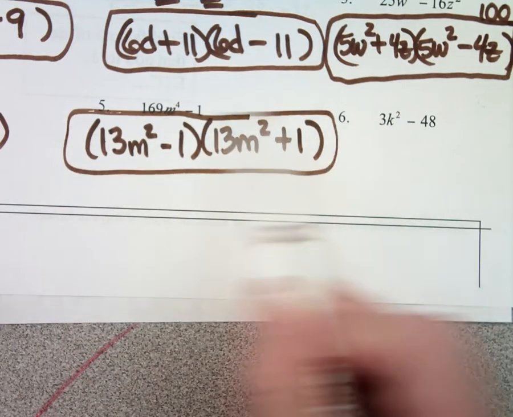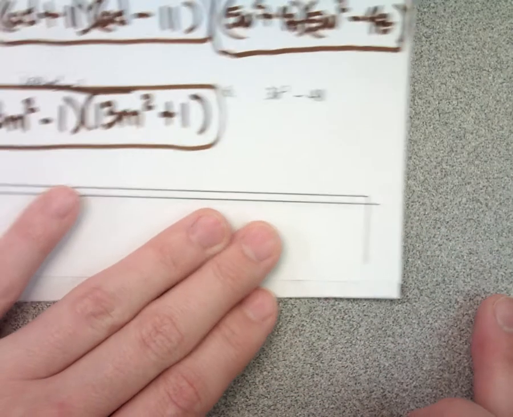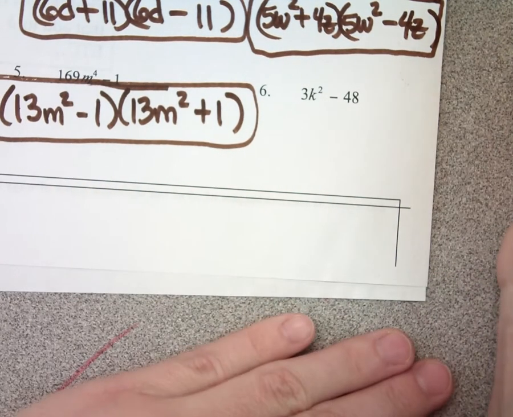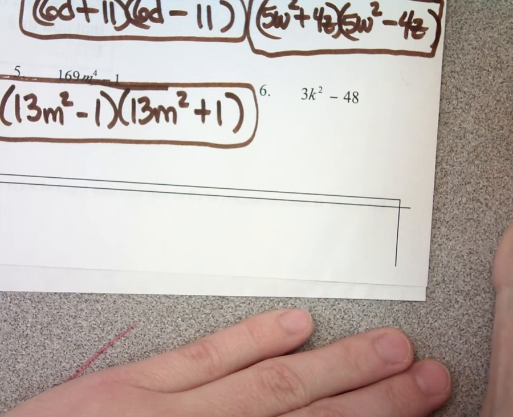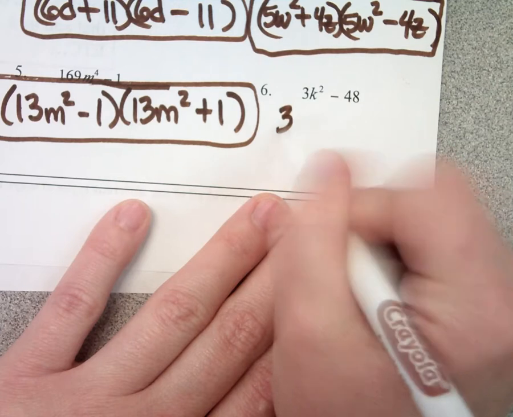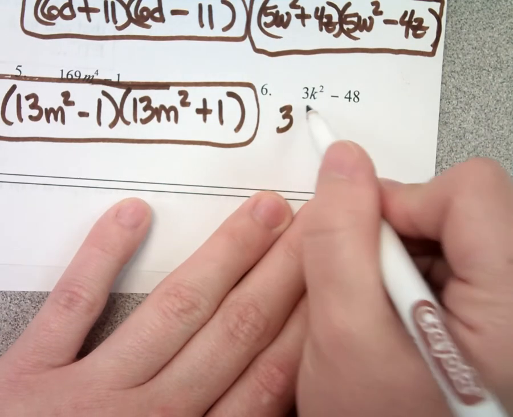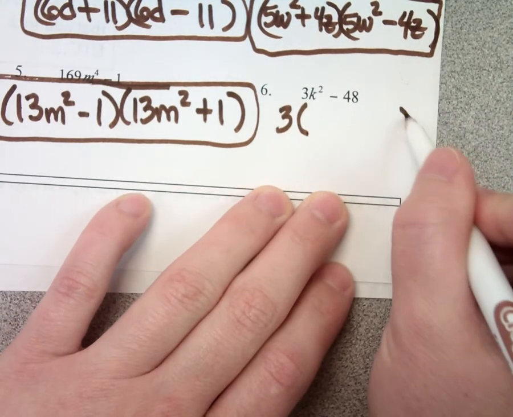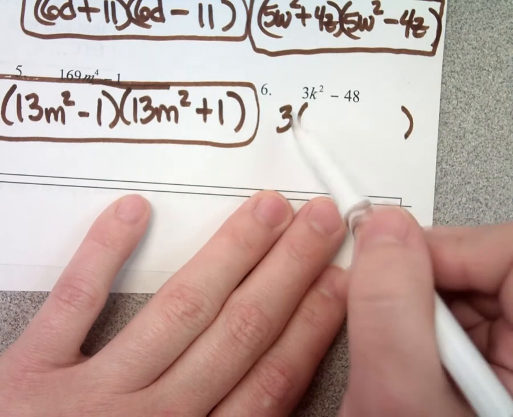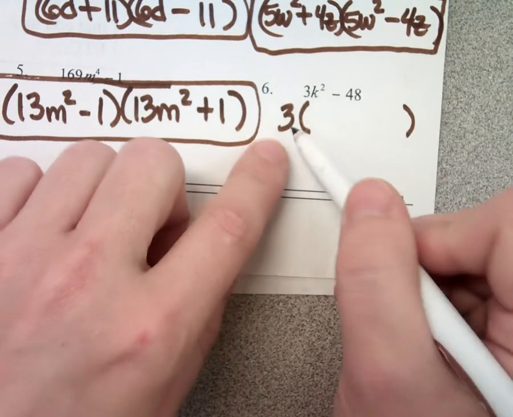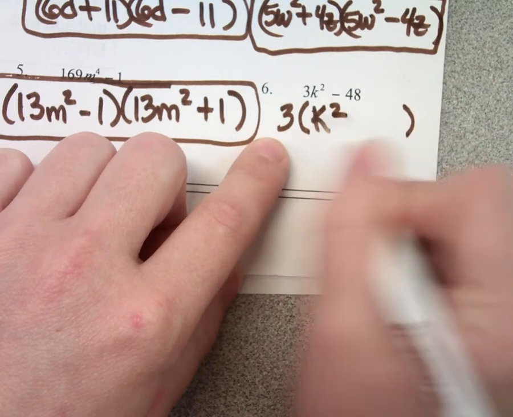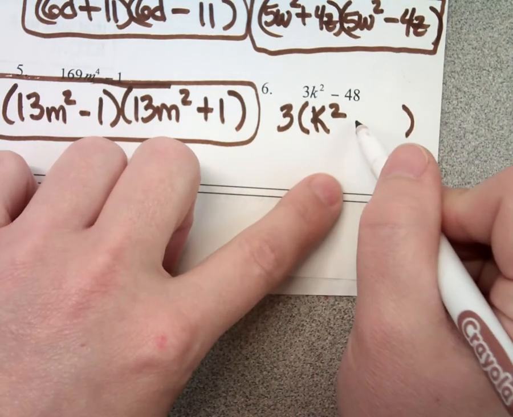Okay? All right, number 6. First thing I always want to look for is a GCF. Does number 6 have a GCF? It does. What is it? 3. 3 will go into 3 and 3 will go into 48. Now, do they both have K's? No. Okay, so 3 is the only GCF. Now, whenever you find a GCF, you write it down and you put a set of parentheses behind it, and you ask yourself, 3 times what gives me what I started with? So 3 times what makes 3k squared? And 3 times what makes a negative 48?